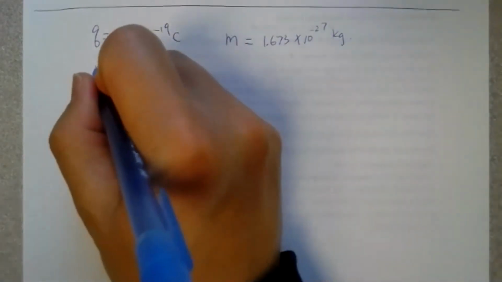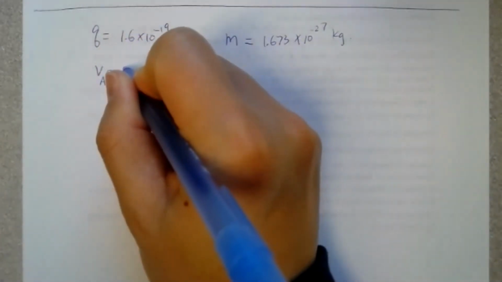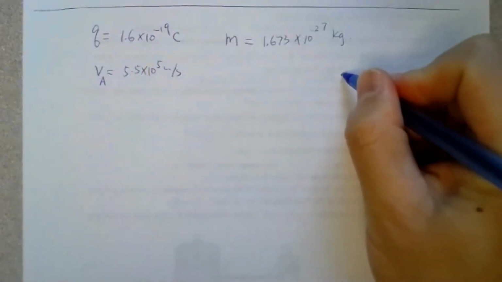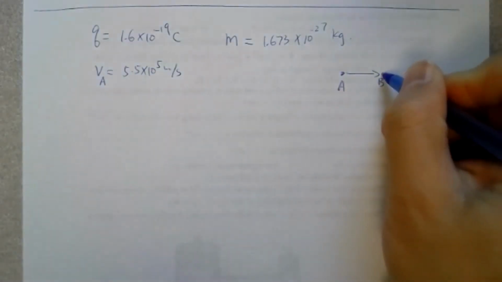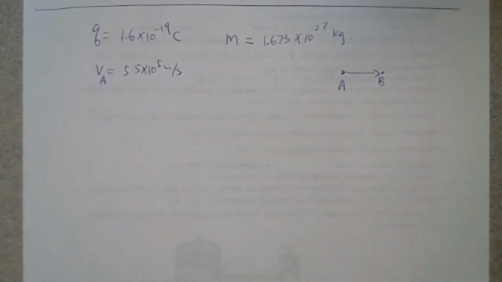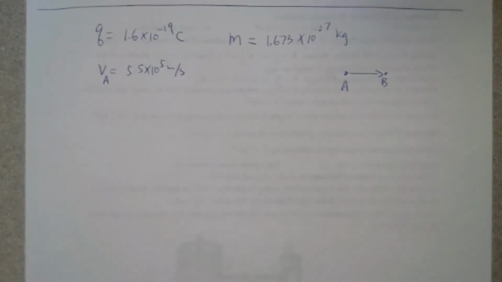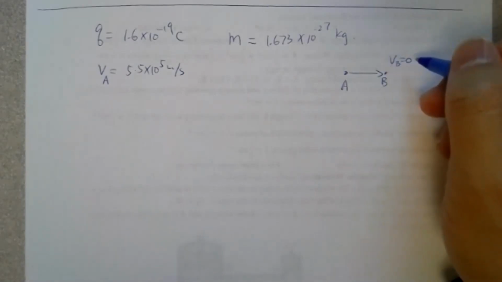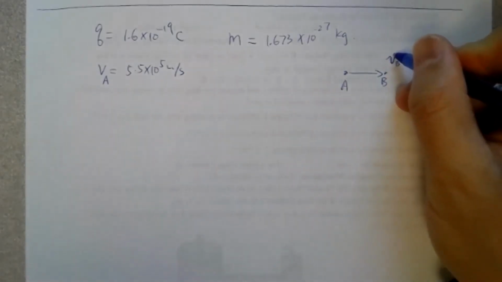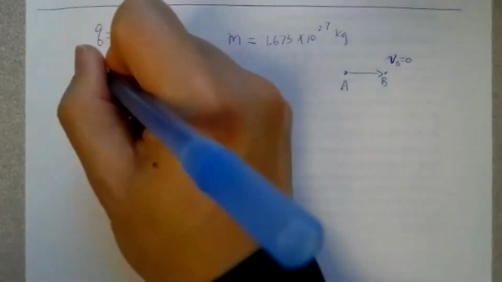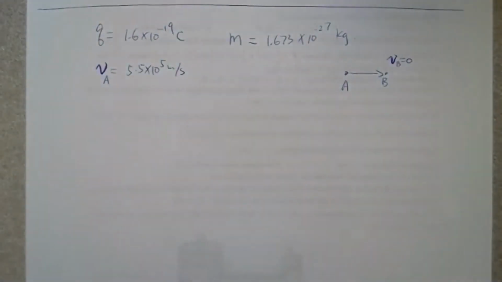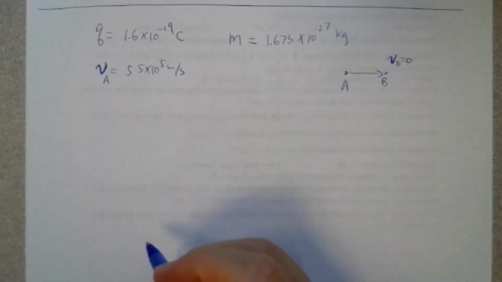Now it says it has an initial speed, at point A, of 5.5 times 10 to the fifth meters per second. Let's say it goes from point A to point B. It's asking what potential difference is required to bring the proton to rest. That means v_B will be equal to 0. We should write small v in this case because that's for speed. There are different symbols here: capital V stands for electric potential, and small v stands for speed.